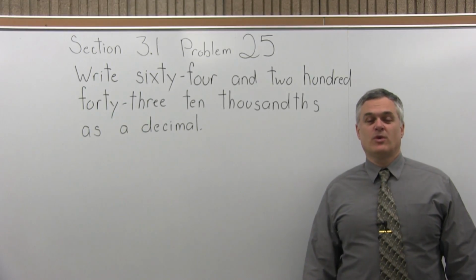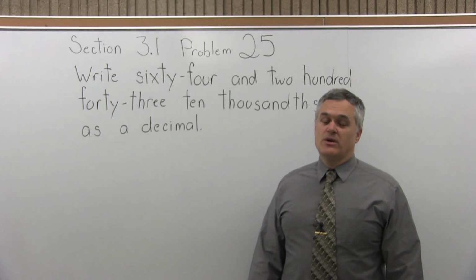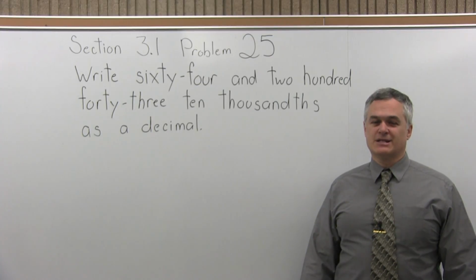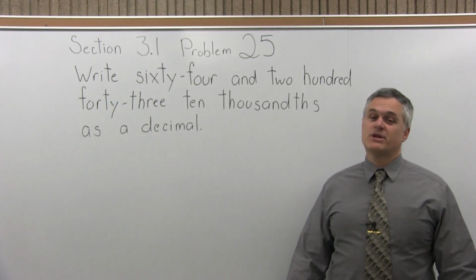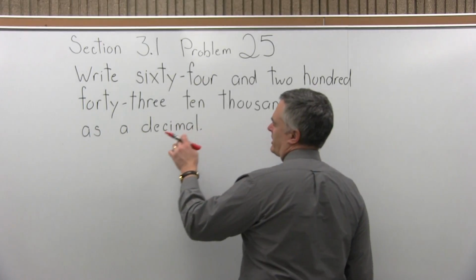This is Section 3.1, Problem 25. It says, write 64 and 243 ten-thousandths as a decimal. So first, let's write it just as a fraction. Get something written. It's tough to go from words directly to a decimal.